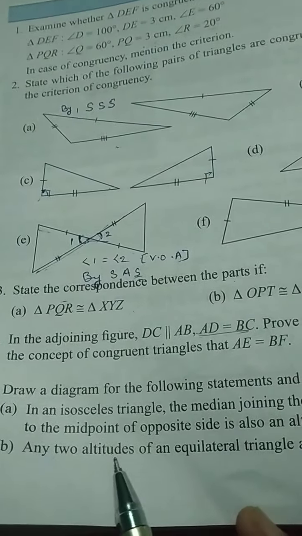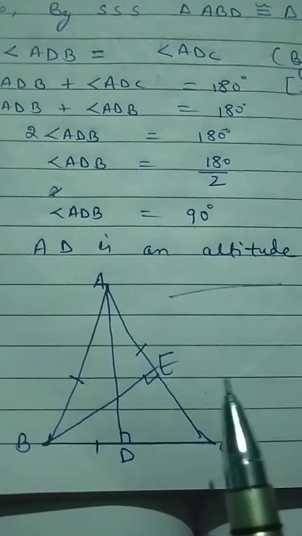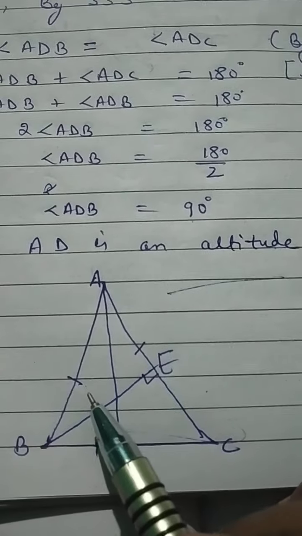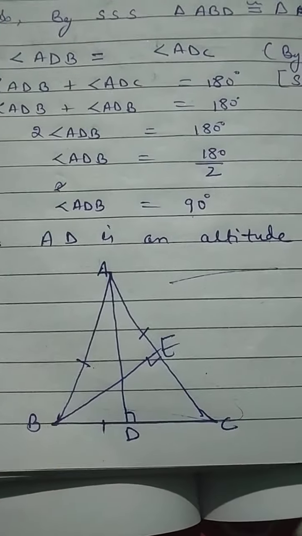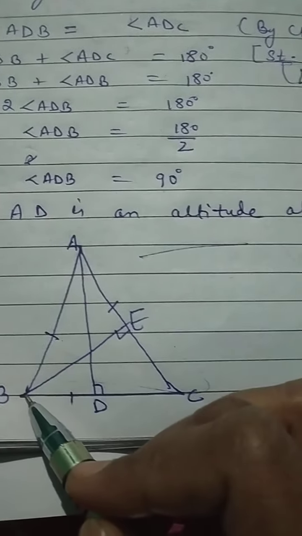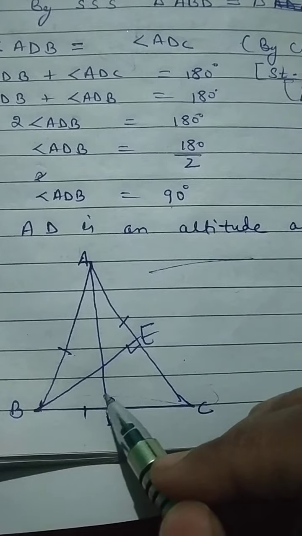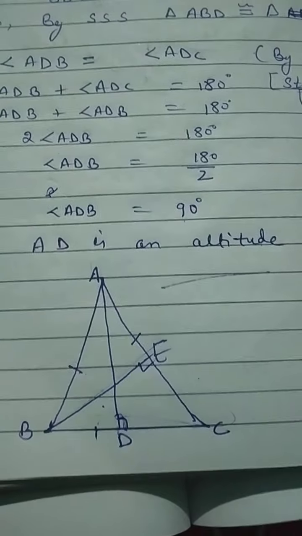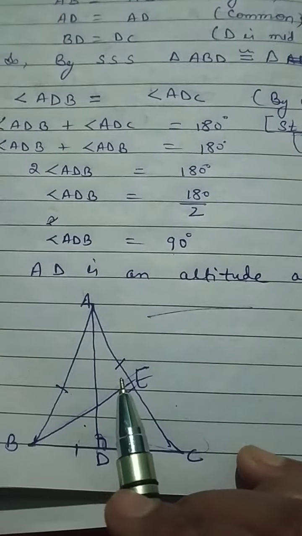Okay. Next is, any two altitudes of an equilateral triangle are congruent. We have to show that any two altitudes in an equilateral triangle are equal. Equilateral triangle means all sides are equal, means AB equals AC equals BC. We have to show that its altitude, which makes 90 degrees here, both the altitudes are equal. Congruent means same. Okay. So how are we going to prove this? It is very simple.